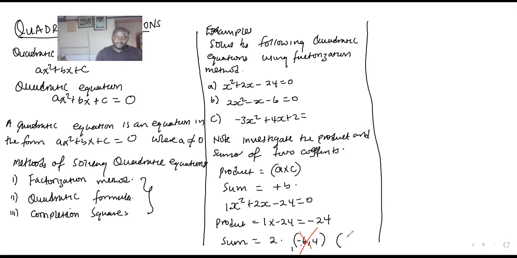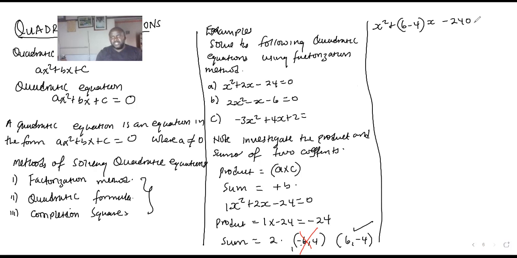6 and negative 4. This is correct. So it's okay to investigate as many times as you can so that you'll get the right thing. When you get those figures, place them where you have the middle term. So we shall have x squared plus 6x minus 4x minus 24.